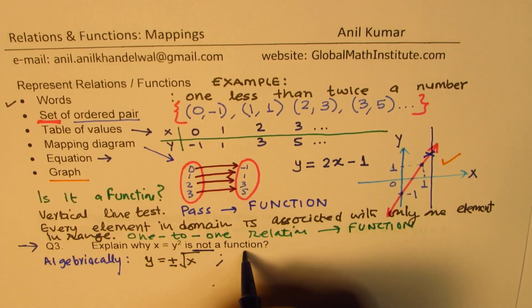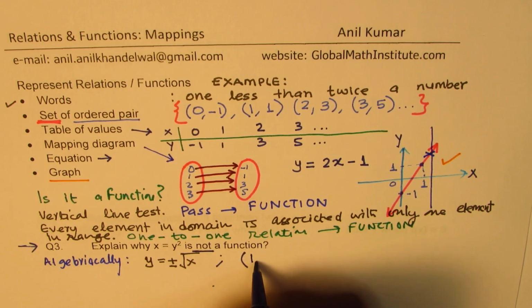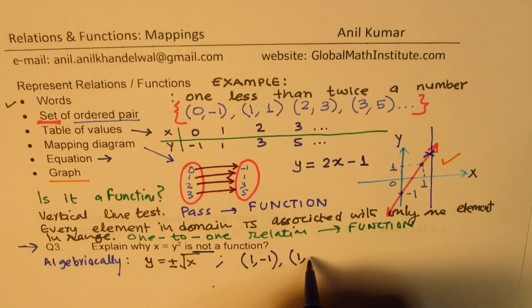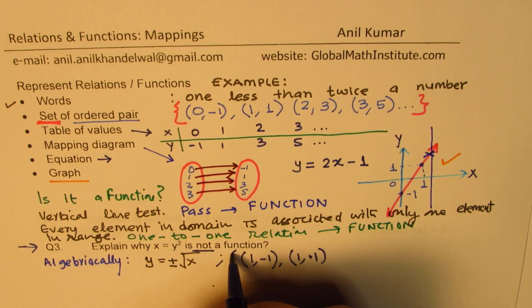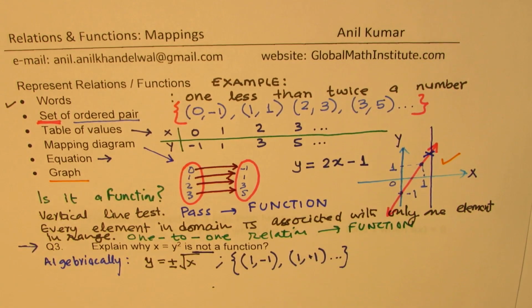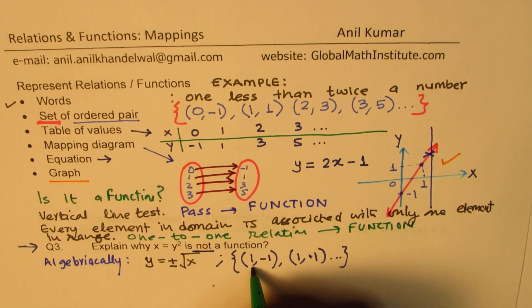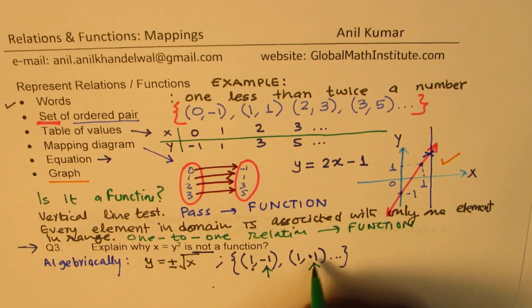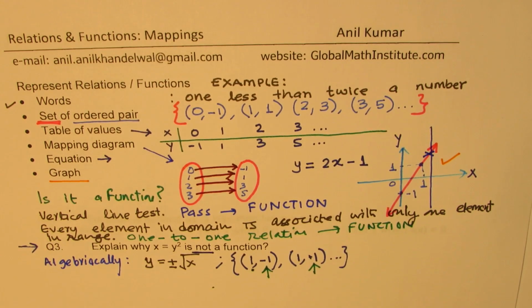Or you could also write it as coordinate points. If I take x as 1, the y value could be -1 and could also be +1. Do you see that? So basically, what we see here is that one value of x is linked with two values of y, plus and minus 1. And therefore, it is not a function.